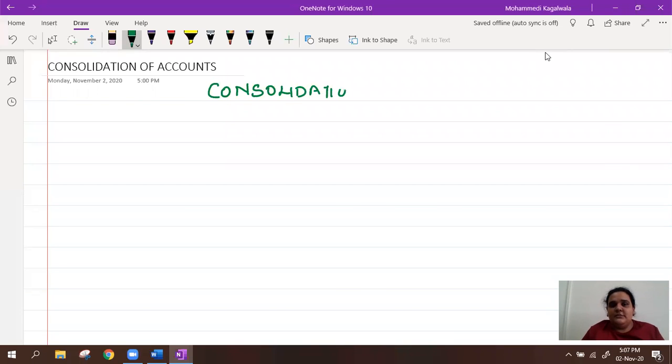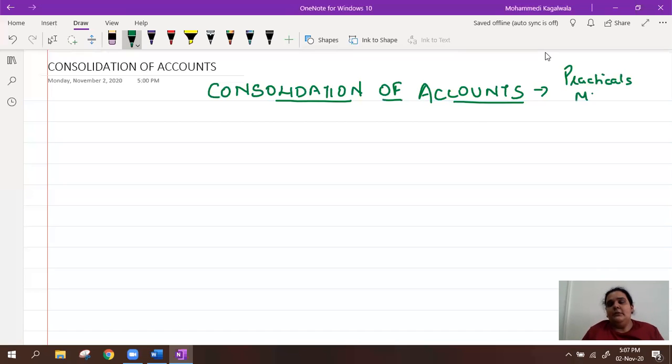Okay. It has got a lot of weightage in your accounts Part A. So I will request you all to do this chapter and keep it ready. More of the practical MCQs are asked from this chapter. Important chapter in Part A of accounts.